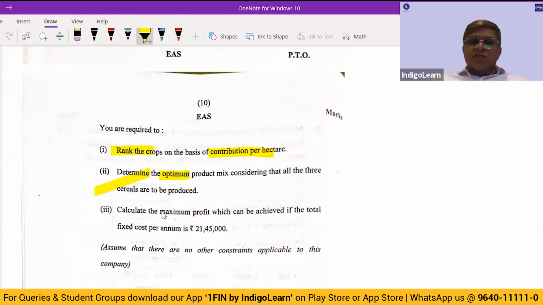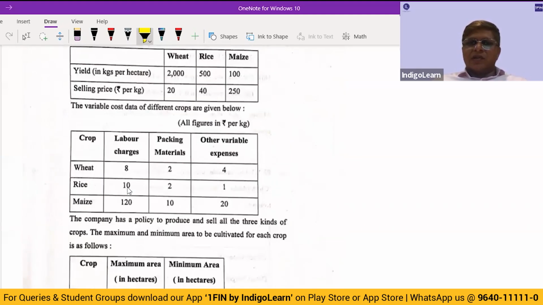Then they are also asking us to calculate the maximum profit that can be achieved if the total fixed cost per annum is 21,45,000. So if you are able to answer part 2, only then will you be able to answer part 3. So we need to be prepared. Let's quickly see what the question is all about.